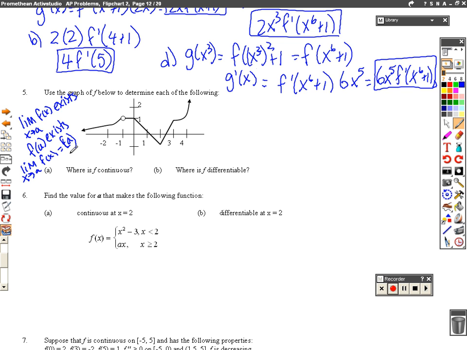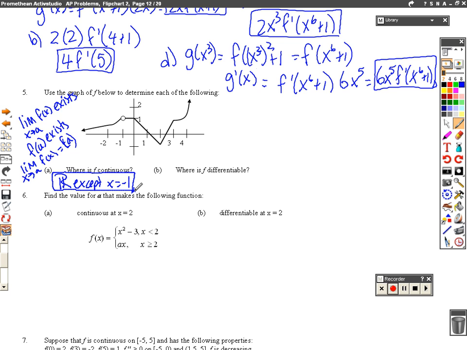So let's look here. All the weird things are in the graph of where we're really looking. So at -1, the limit exists, but the function does not. So it's continuous everywhere except x equals -1. Anywhere else, the limit exists and the function exists. So this is the only place that it's discontinuous.